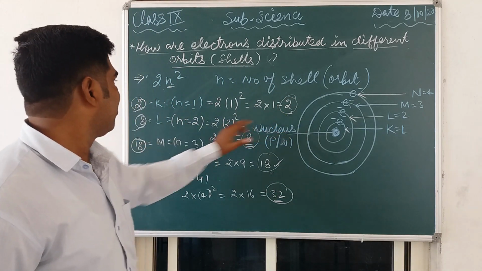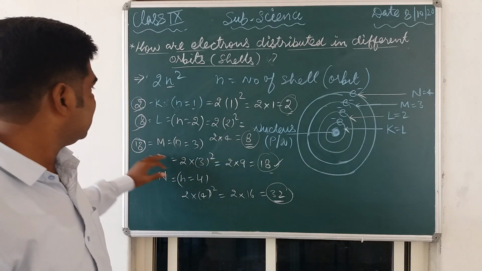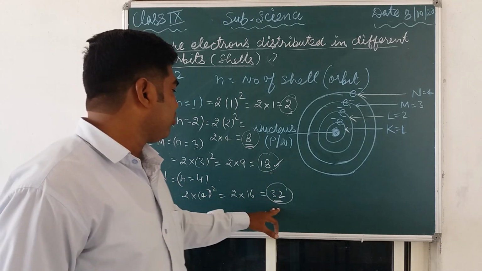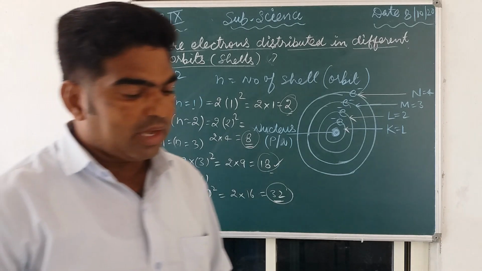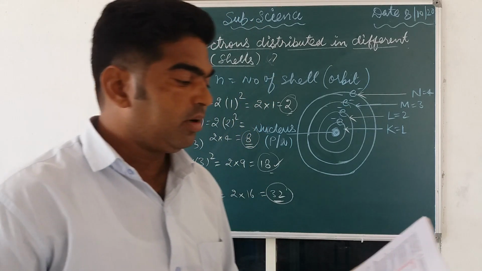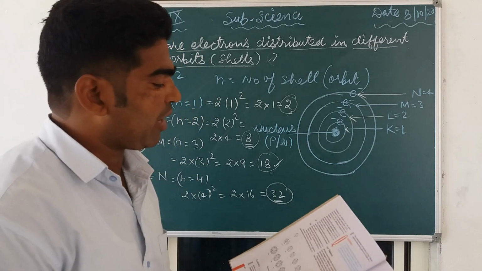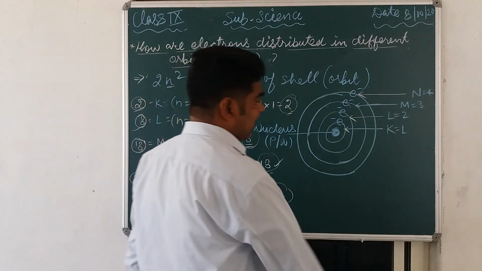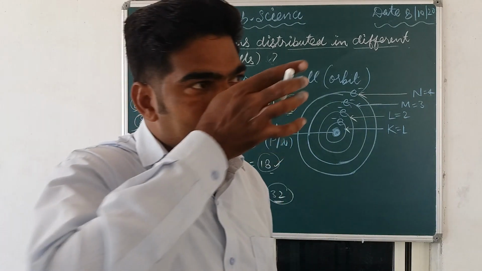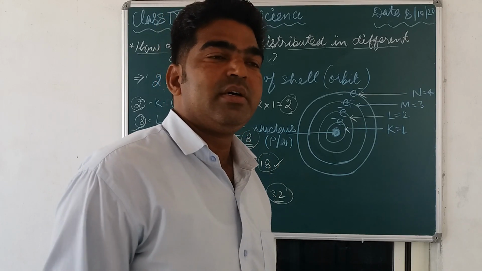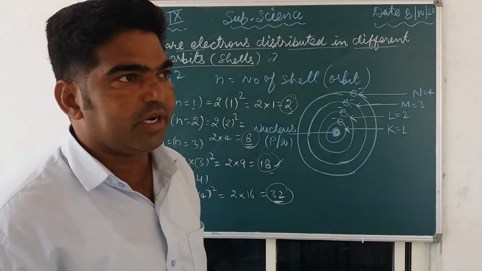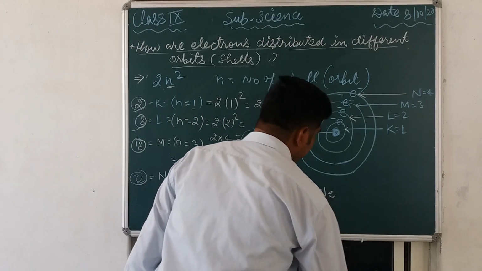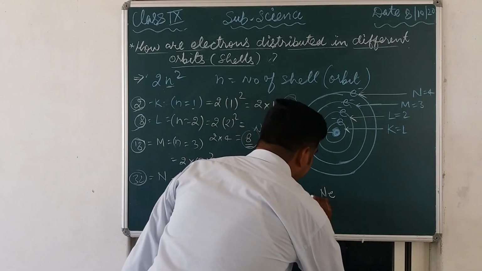K cell occupies 2 electrons, L cell occupies 8 electrons, M cell occupies 18 electrons, and N cell occupies 32 electrons. Now the second rule: the maximum number of electrons that can be accommodated in the outermost cell or orbit is 8. So that is called what? Octet.